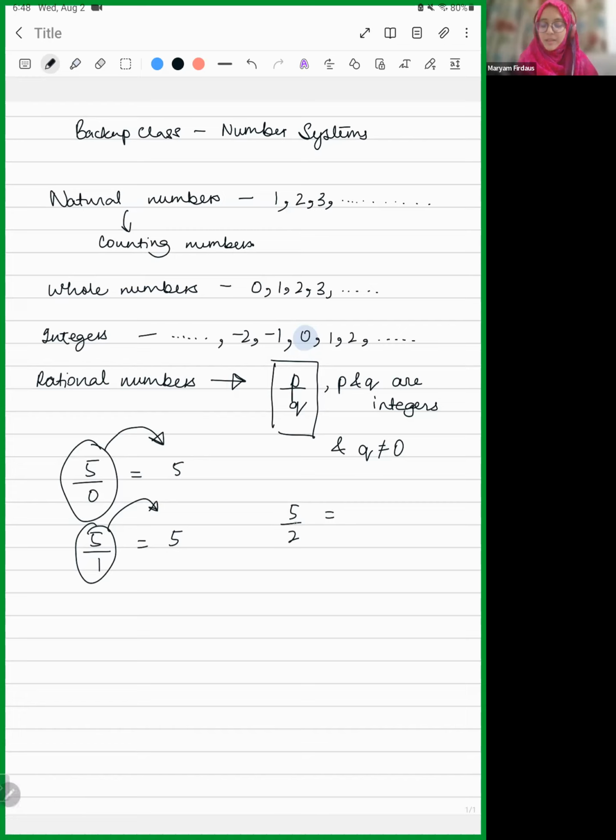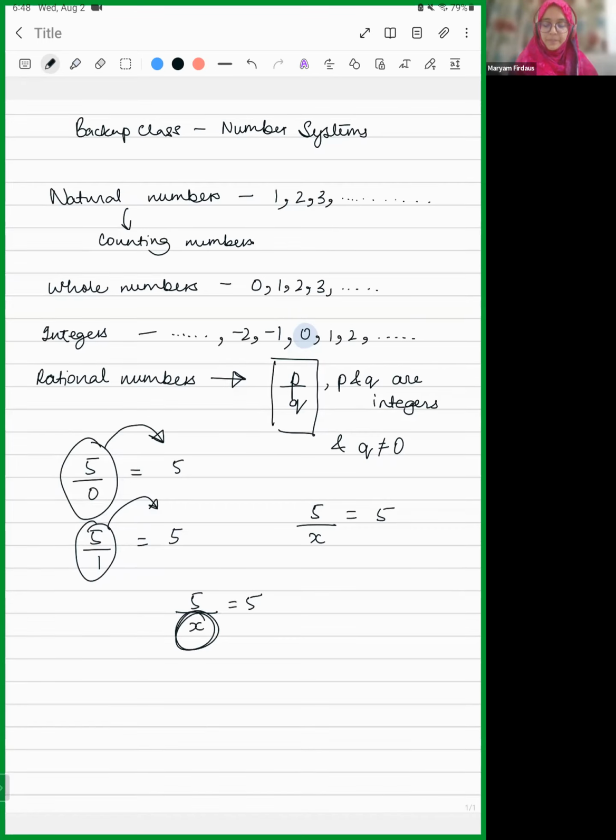So is it possible that 5 by some number, let's say 5 by x, is equal to 5? You guys are saying that 5 by 0 is also 5 and 5 by 1 is also 5. I am saying that only one number can be there in the denominator. If I say 5 by x is 5, then let's see what this x will be. Should it be 0 or should it be 1? Let's have a competition between 0 and 1 and see which number it will be.